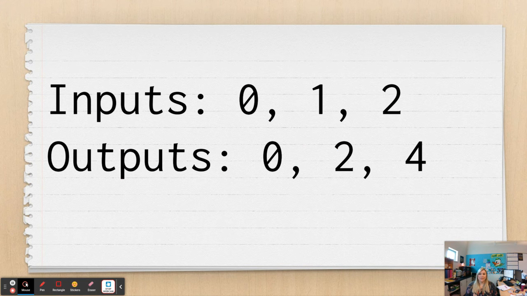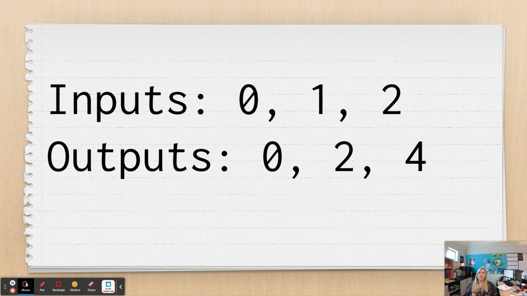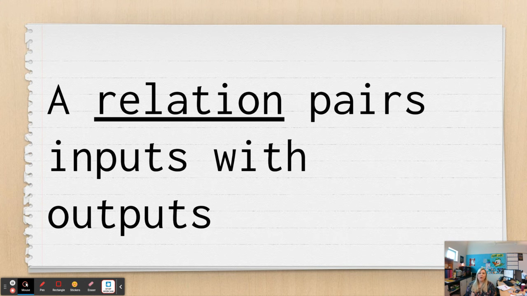Okay, so if I ask you to list the inputs and list the outputs, you would look at your ordered pairs, and for your inputs, you would just list every X value with a comma in between. And for your Y's or your outputs, you would list all of the Y values with commas in between. So if I go back to those ordered pairs, we have (0, 1), (1, 2), and (2, 4). Notice that just the X values are listed for the inputs and just the Y values are listed for the outputs.